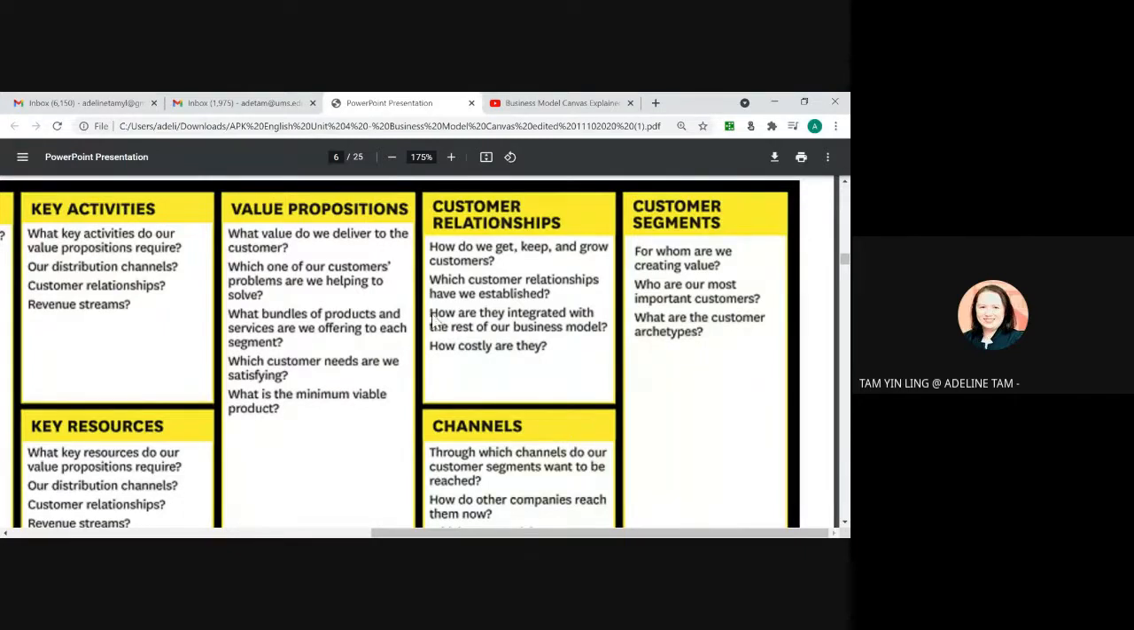Then we look at customer relationship. Like I said, how to maintain the relationship with the customers. So we ask questions like, how do we keep and grow our customers? Which customer relationships have we established? How are they integrated with the rest of our business model and how costly are they?